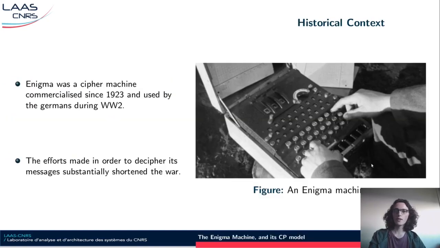So the Enigma machine was commercialized starting 1923. There are many different versions of the machine with different tweaks, but in this presentation we will consider a simplified version of it. The machine was used during World War II by the Germans to encipher messages, and famously, Alan Turing and his team at Bletchley Park worked on deciphering those messages, and their efforts are said to have substantially reduced the length of the war.